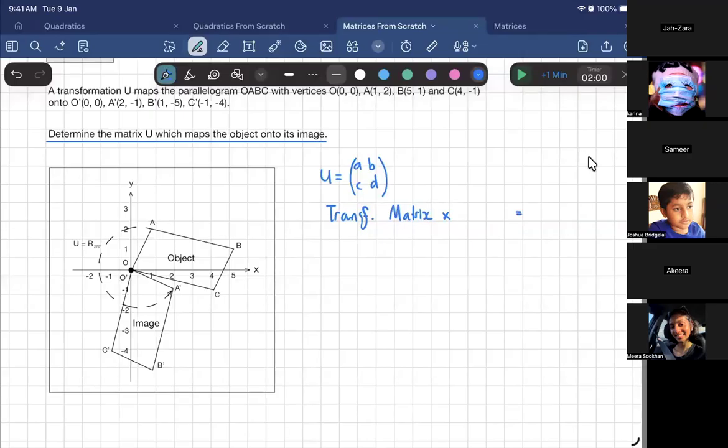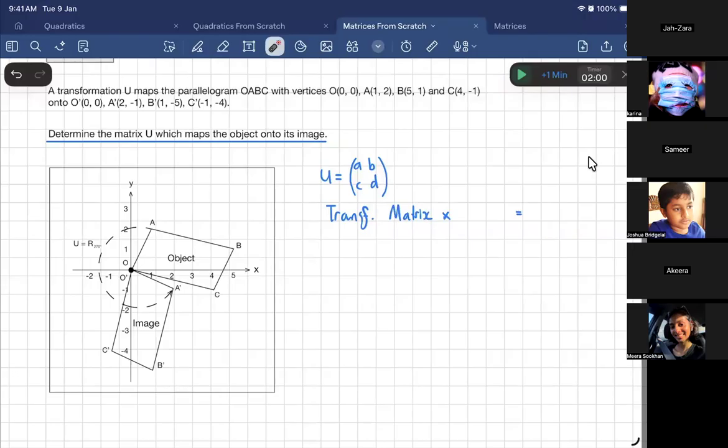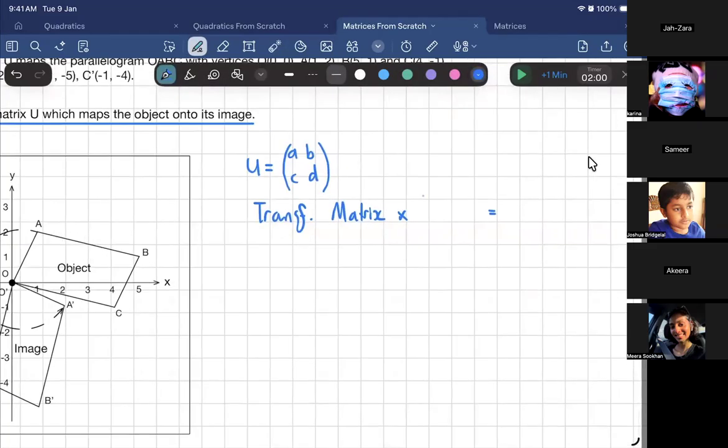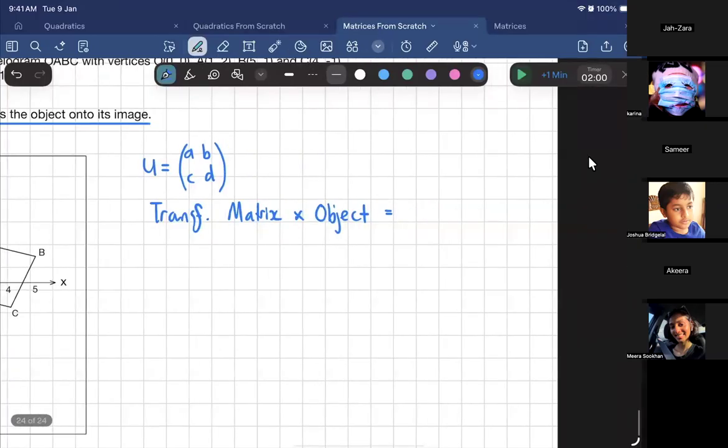All right, so Akira, the transformation matrix is what does the transformation, right? Depending on what the transformation matrix is, it could reflect, it could rotate, it could do anything. So the transformation matrix is going to transform the what? What was the original shape here? What do you call the original thing? The object or the image? Object. Right. So the transformation matrix is going to transform the object to give you the what? Image. Right.